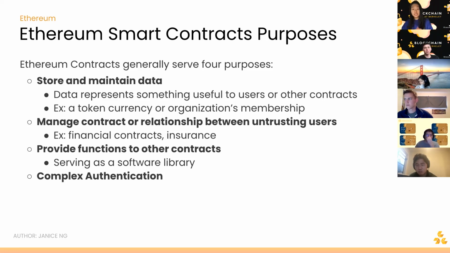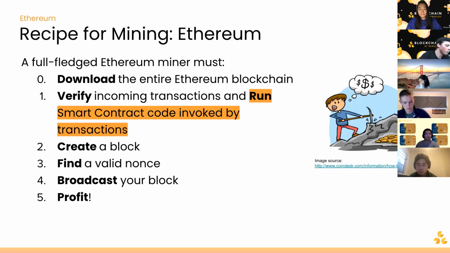Thirdly, it provides additional functionality to other contracts. So it writes contracts that call other contracts, perhaps using them as a software library or leveraging the functionality of an existing contract. And fourth, smart contracts can be used for complex authentication use cases. And these use cases will be talked more about by Ayush later.